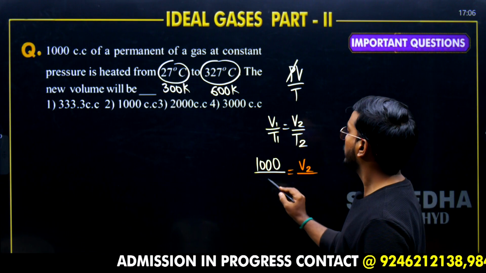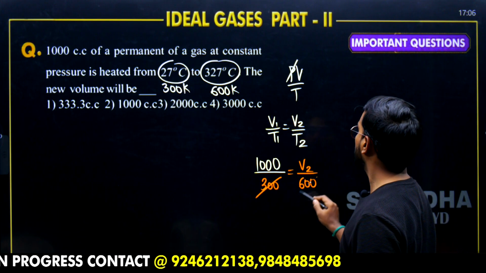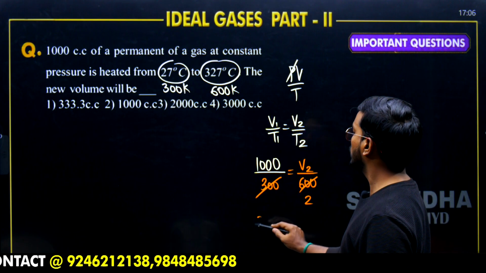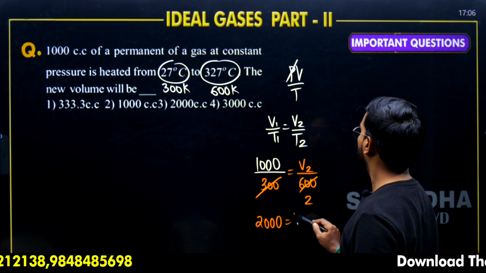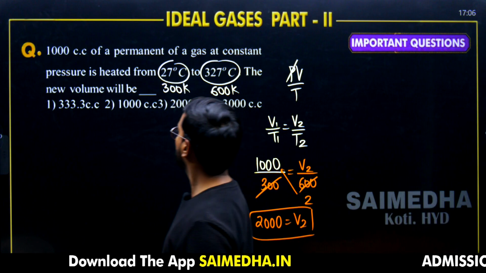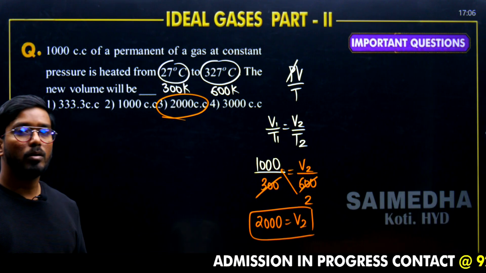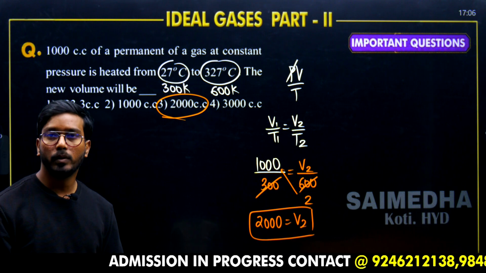V2 divided by, this is 300 Kelvin, this is 600 Kelvin. 300 ones are 300, twos are 600, 1000 twos are 2000. So V2 is equal to 2000 cc. This is your answer. Okay. So that's all about the ideal gas part 1 and part 2.